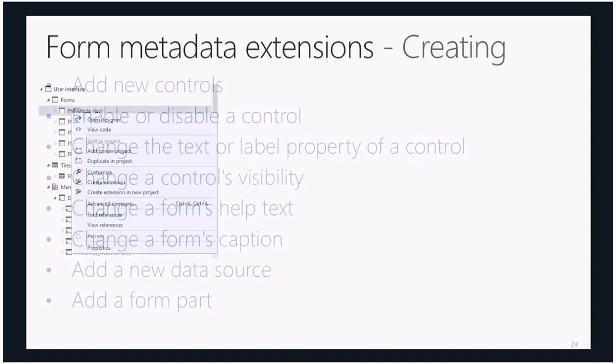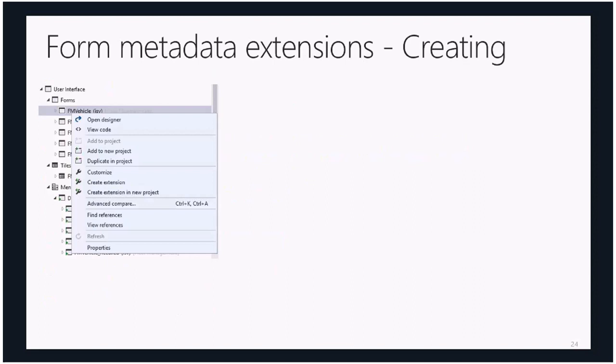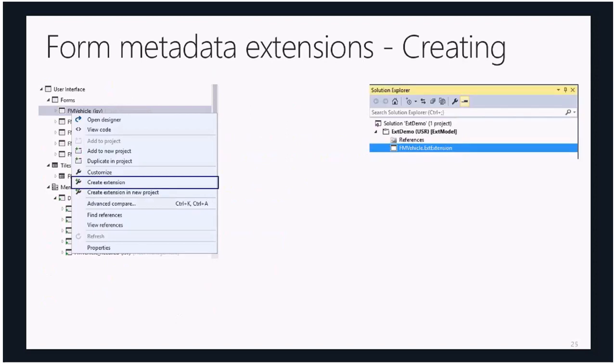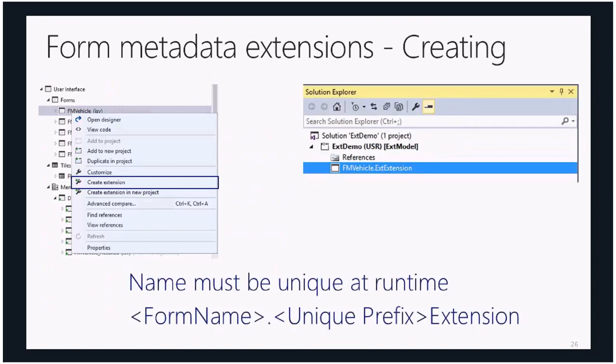To create a form metadata extension, you simply have to find the form you want to extend, right-click, and select Create Extension. Assuming you have a project already defined in an extension model, this will be added to the project with the default name of formName.extension. Note that we highly recommend you change this name, as otherwise you might run into a naming conflict at runtime with other extension assemblies added to the mix. The full name must be unique at runtime. We recommend the naming convention of a unique prefix before the extension suffix.